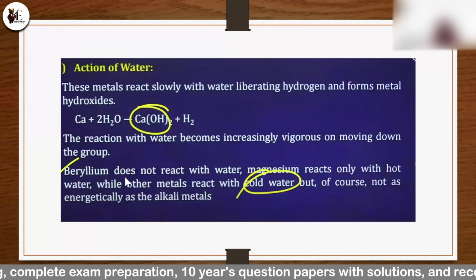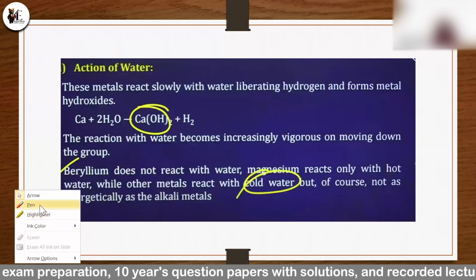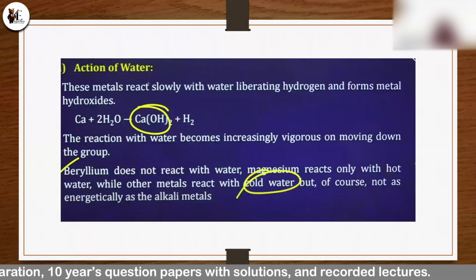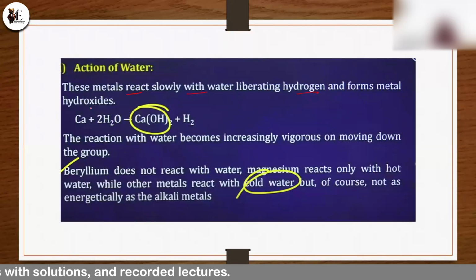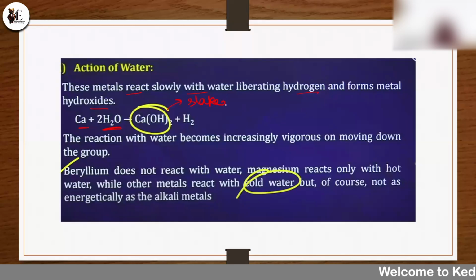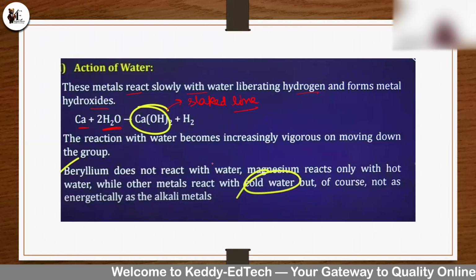Now this is the action of water on alkaline earth metals. These metals react slowly with water, liberating hydrogen and forming metal hydroxides. For example, calcium reacts with water slowly. It forms calcium hydroxide, whose solution in water is known as limewater. Thus hydrogen gas is evolved. The reaction with water becomes increasingly vigorous on moving down the group.